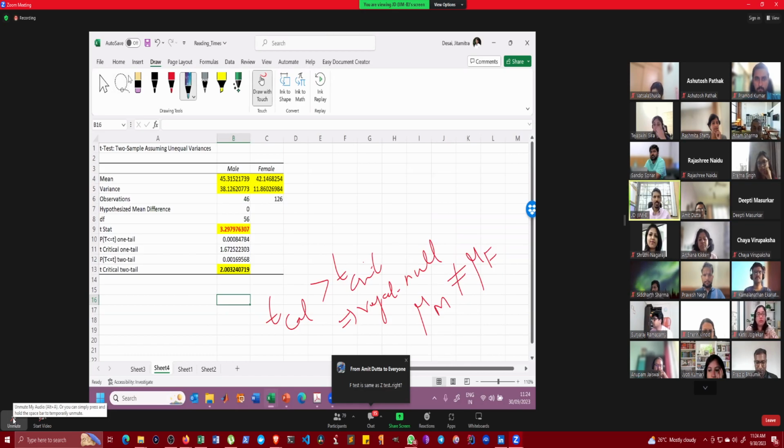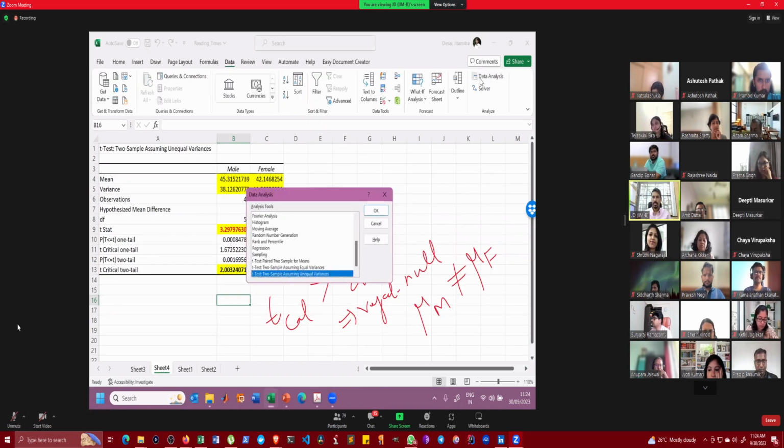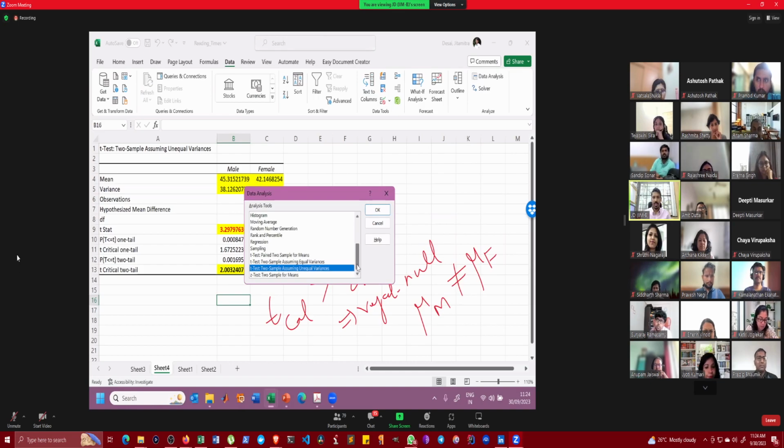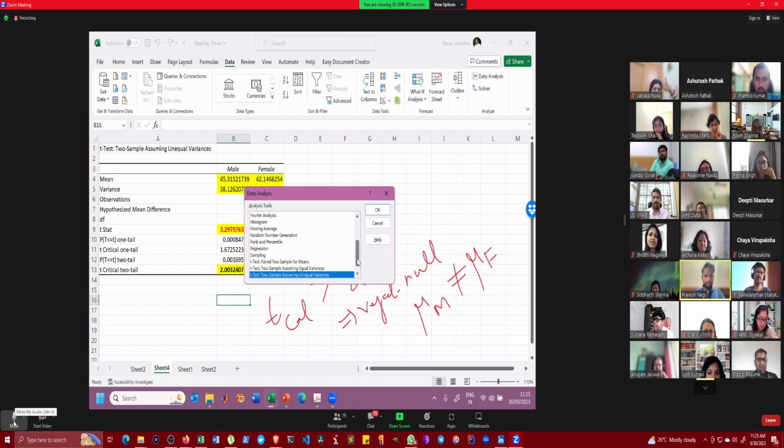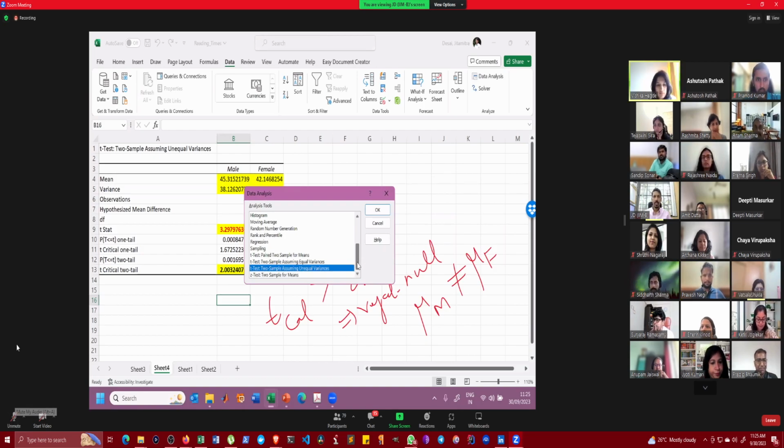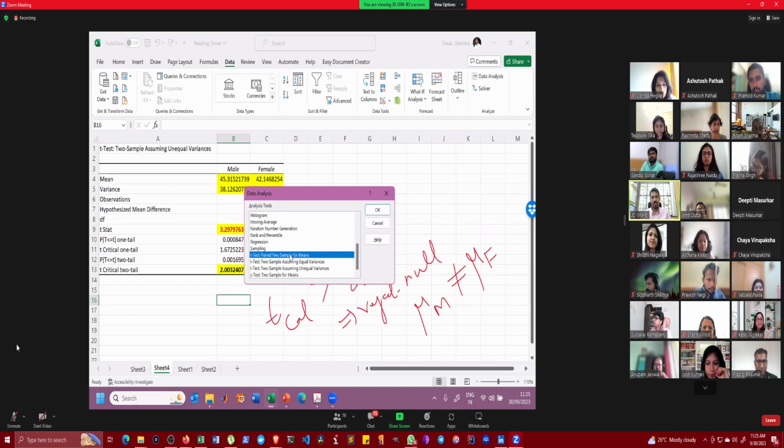Now let's look at another option in data analysis. I know the t-test for equal and unequal variances. Is everybody okay with those two tests? Is everybody okay with the F-test? Okay. What I'm going to ask you to do is the t-test paired two sample for means. What does that mean? So when do I use this test?